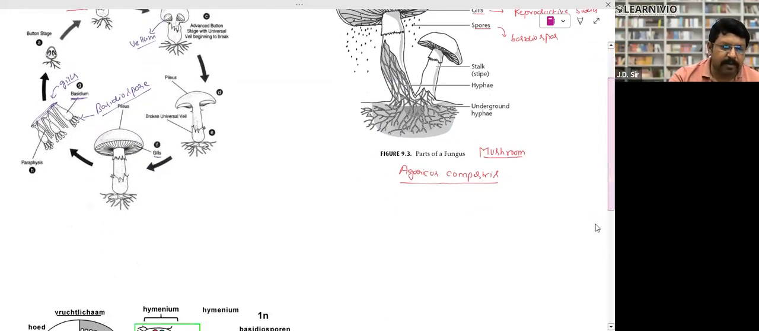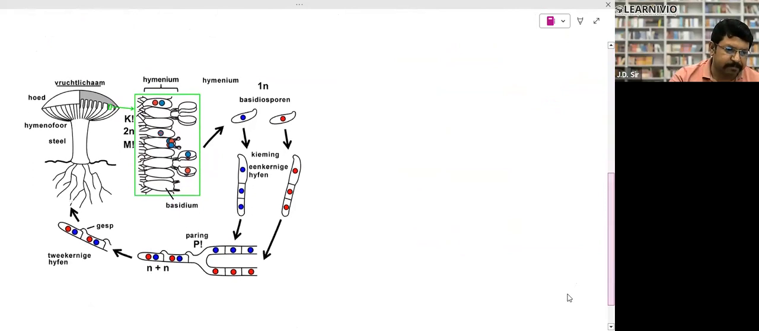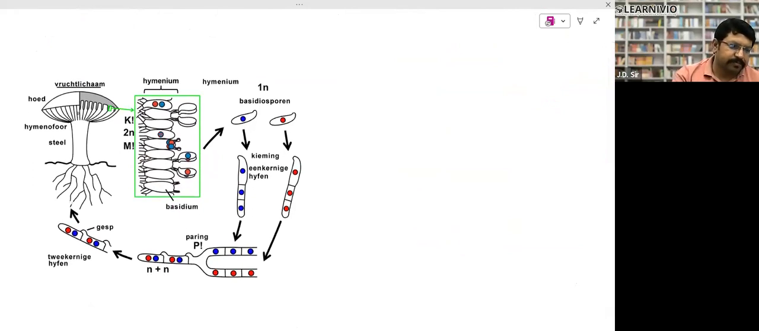The same thing has been represented over here. Try to understand. This is the gills, right? And inside the gills, these are the structure. So this is called hymenium, and the last part, this is the basidium, and basidium contains this basidiospore, right? Basidiospore.